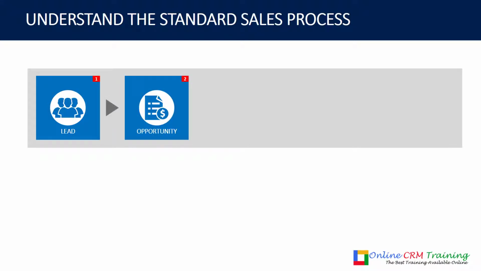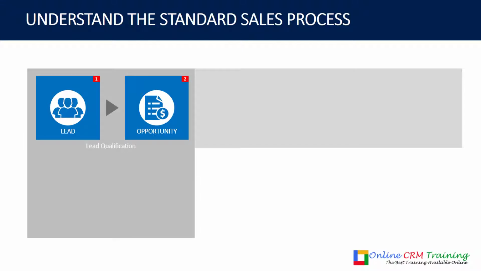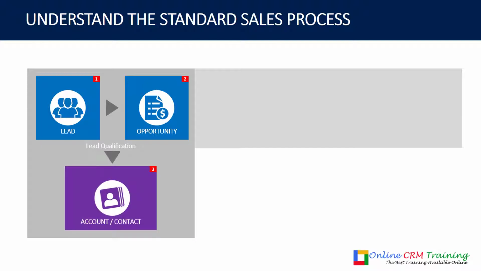So for example, a lot of leads you will receive, right? And it's not mandatory that all the leads that come will do business with you, right? So you need to qualify the leads which are interested. So in this case, you are going to convert a lead into an opportunity through the qualification process. And that is called lead qualification. So whenever you qualify a lead to become an opportunity, two things happen. Number one, it is going to create an account, and also it is going to create a contact.